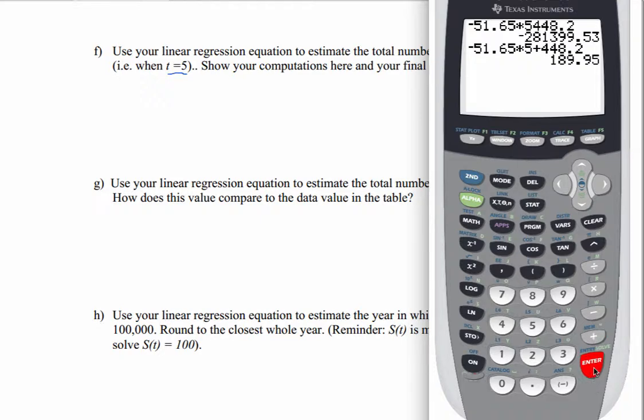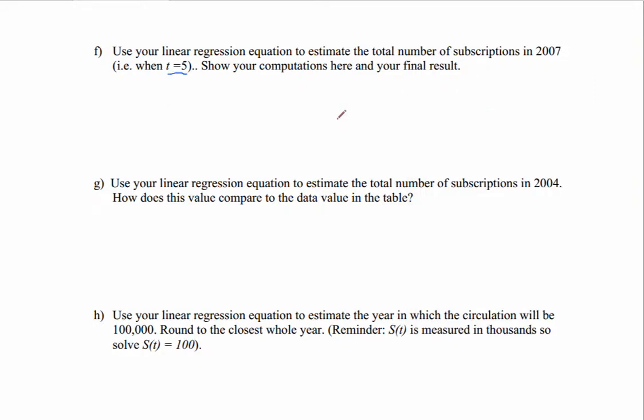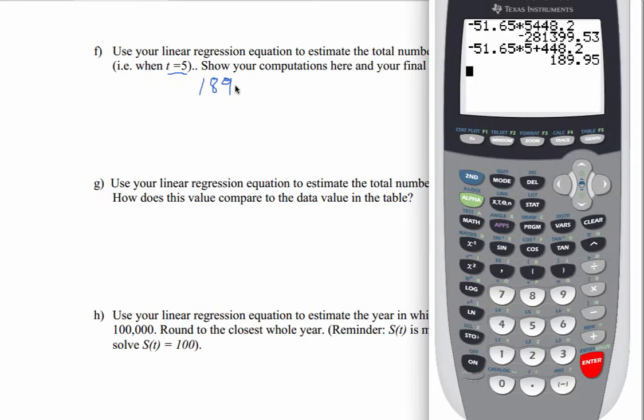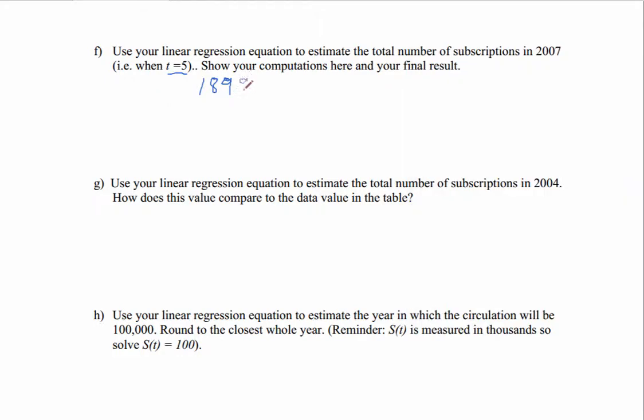Yeah, because I obviously know that number's not right. I didn't have a negative number of subscriptions, okay? So in 2007, the predicted number of subscriptions is 189.95 thousand. Or if we move over our decimal point again, it's 189,950. Let's make that a little bit better. Sorry about that. There we go. Liking that better.